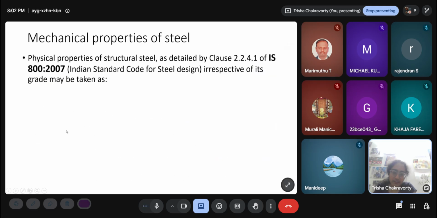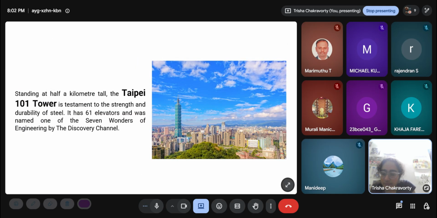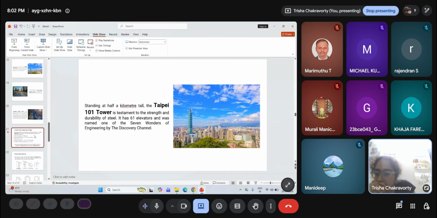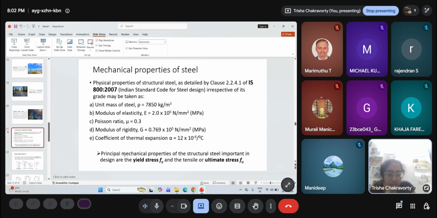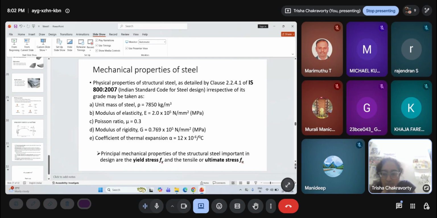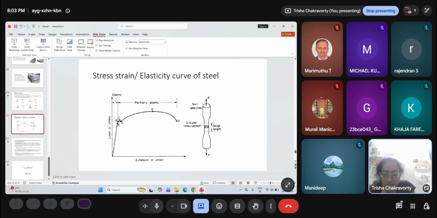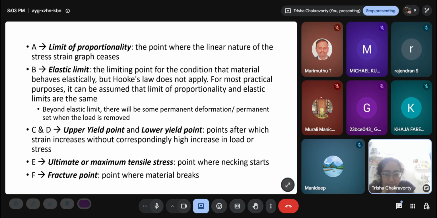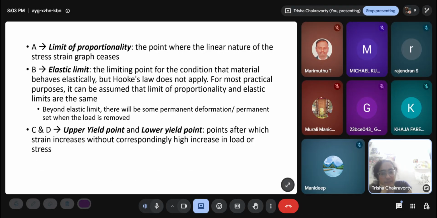When we saw the mechanical properties of steel, we saw this. Principal mechanical properties of structural steel important in design are yield stress Fy and ultimate or tensile stress Fu. So this Fy, the stress corresponding to C is Fy, and the stress corresponding to E is Fu. They are very important in the context of design. And F is the fracture point, the point where the material breaks.